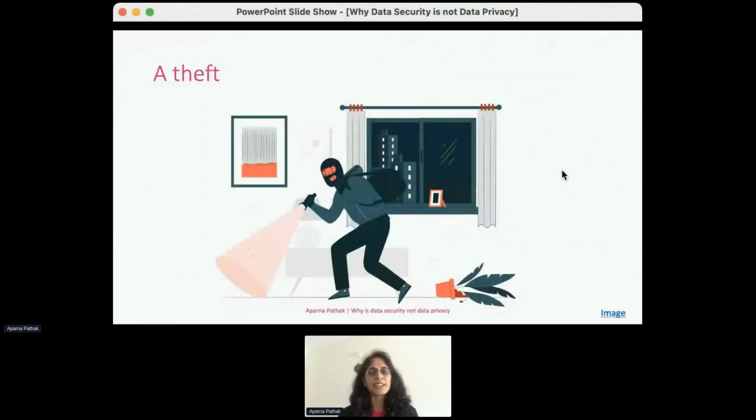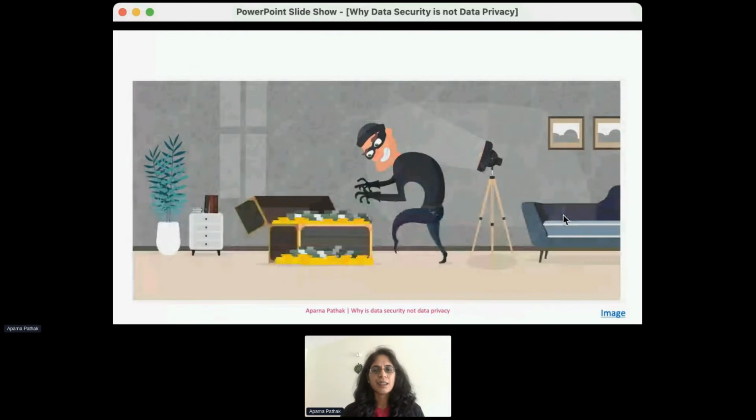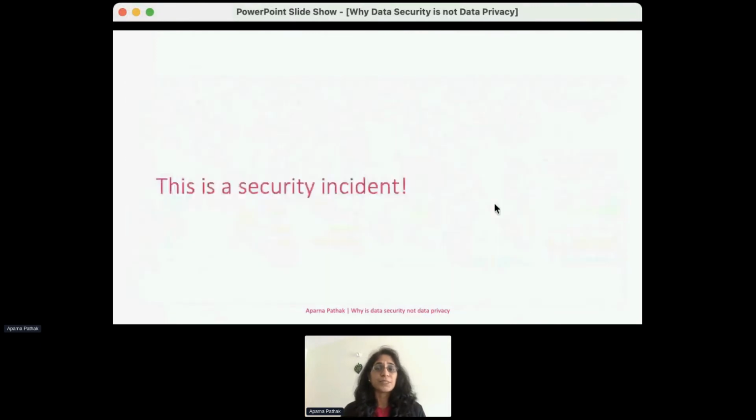So when I was a kid, we had a theft in our home. The thief broke the main door, came inside, looked for everything, and then finally he found some cash and went away. What do we call this? It is a security incident, yes. But should we call it a physical security incident? Maybe.